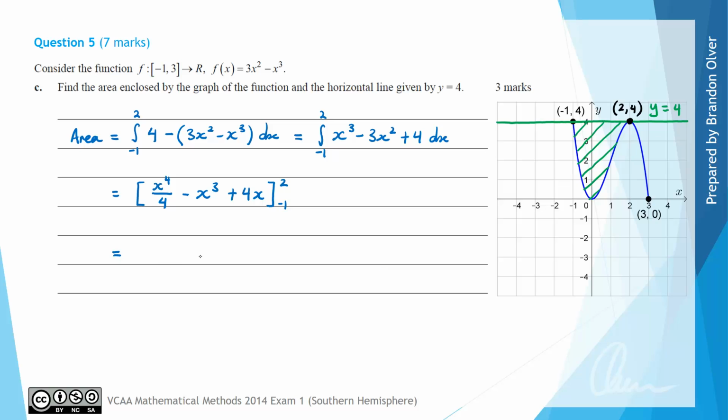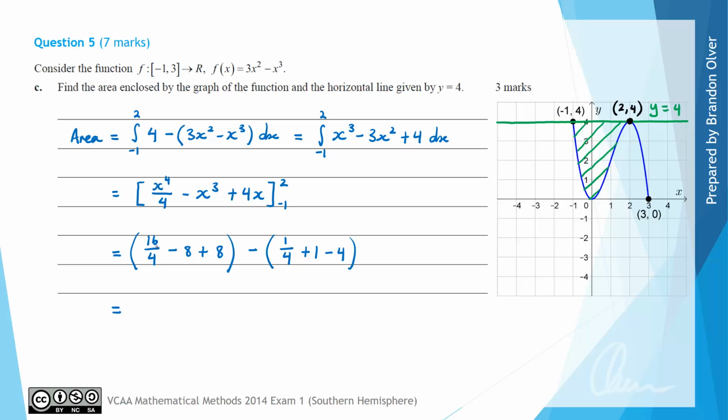To evaluate that, we're going to substitute in the upper terminal. So we're going to have 2 to the power of 4 is 16 over 4. And then we're going to subtract 2 cubed is 8. And we're going to add on 4 times 2 is 8. And then we subtract away the antiderivative with -1 substituted in. So -1 to the power of 4 is +1, so we get a quarter. And then -1 cubed is still -1, so subtract -1 gives +1. And then 4 times -1 gives -4.